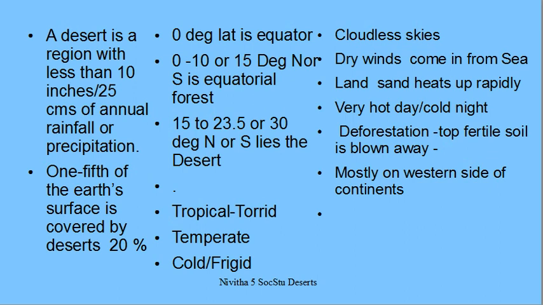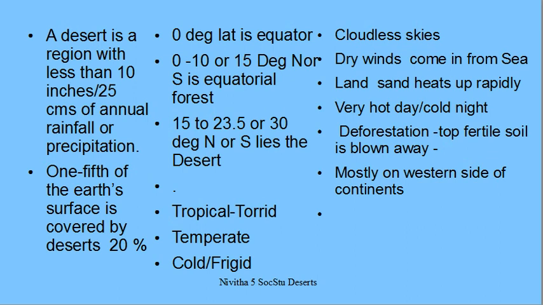This is a desert. Now, one-fifth of the Earth's surface, or 20% of the Earth's surface, is covered by deserts. We already know 29% of the Earth is oceans and 71% of the Earth is land. Of this, 20% is almost desert. 0 degree latitude is called the equator. 0 to 10 degrees is normally the forest region, 10 to 15.